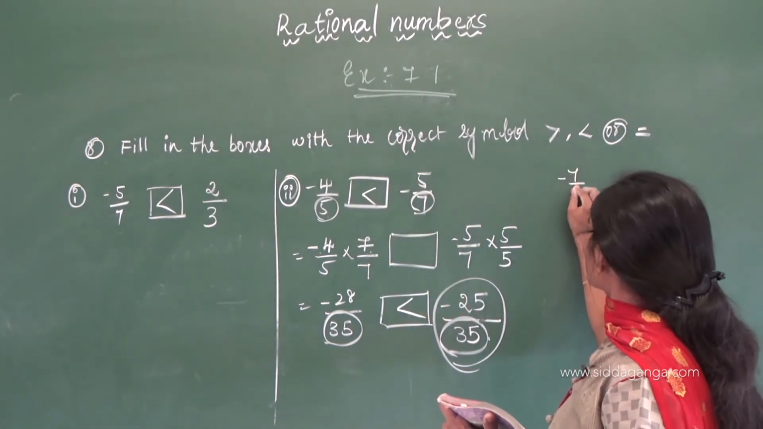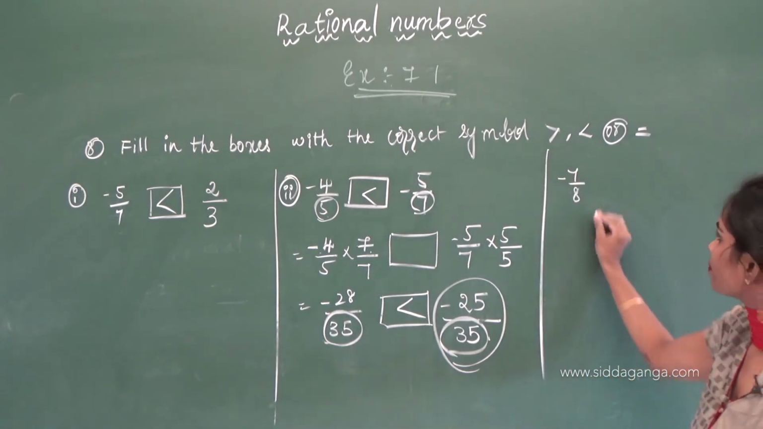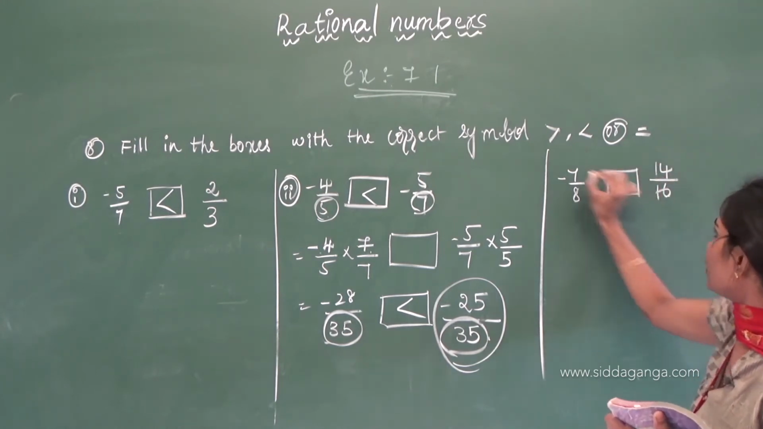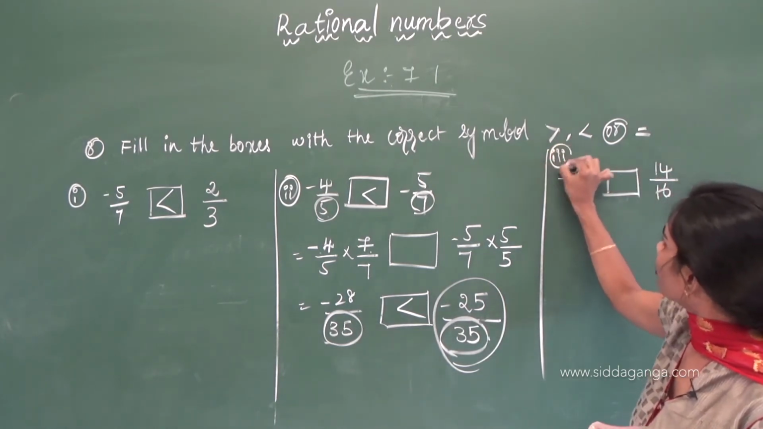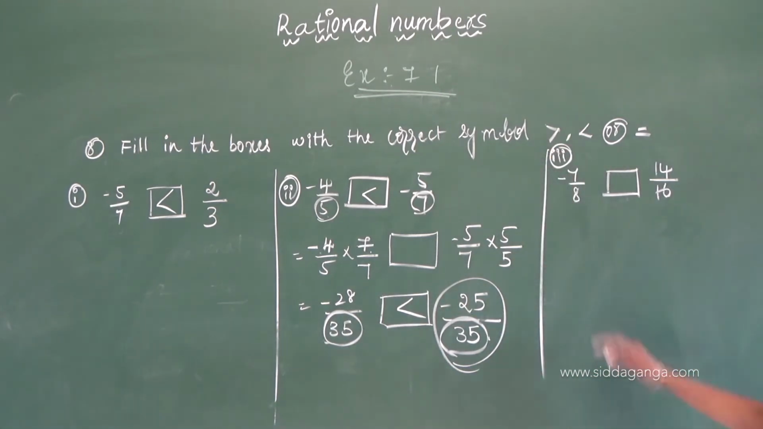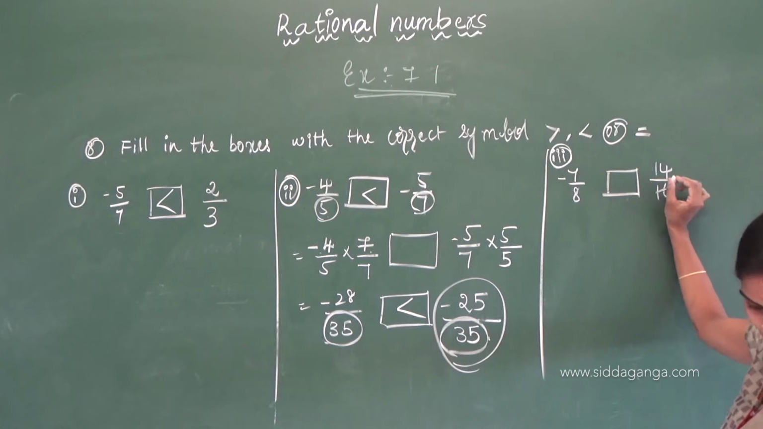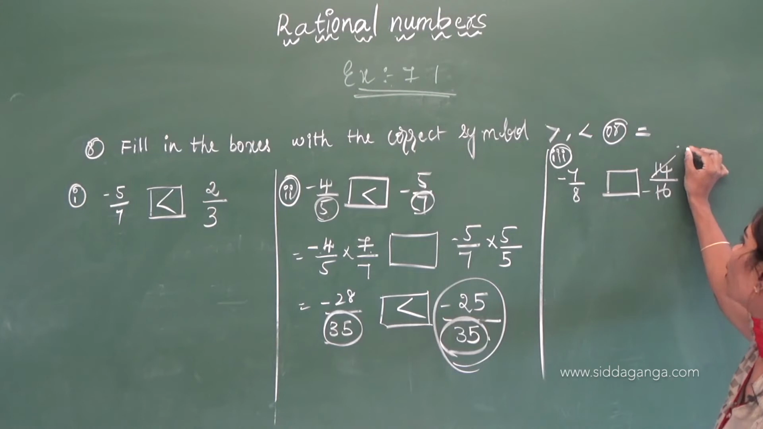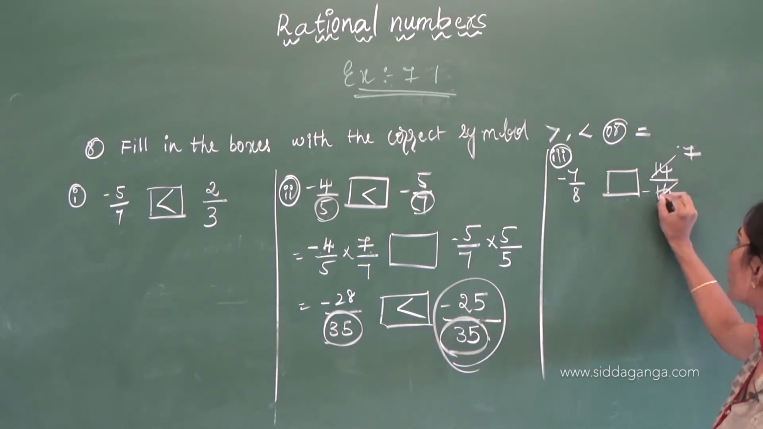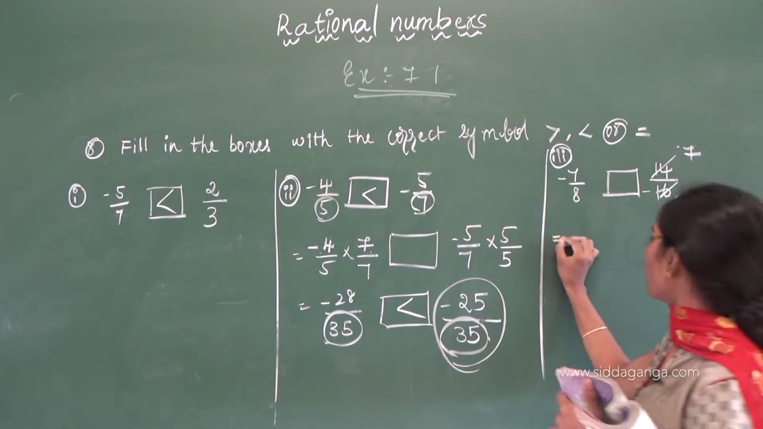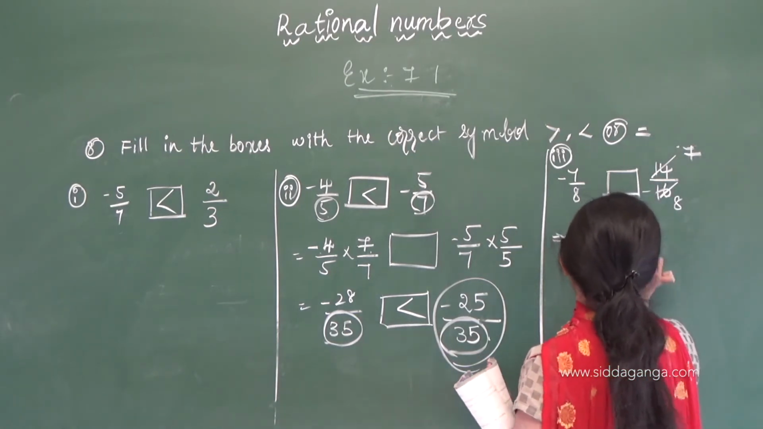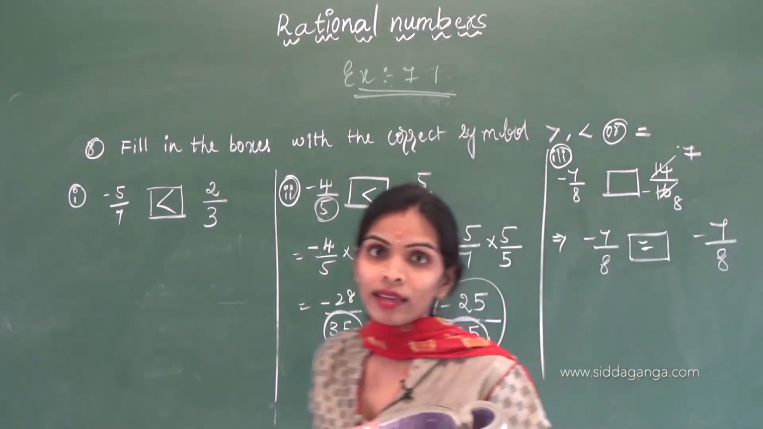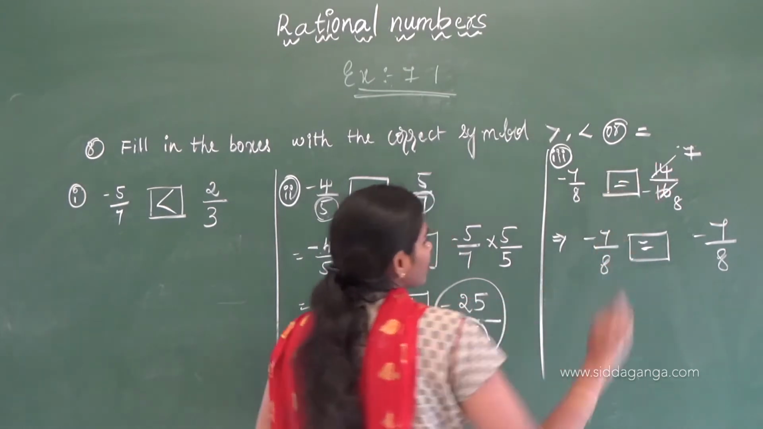Minus 7 by 8 and 14 by 16. Minus 7 by 8 is in simplest form. This also we can make simplest: 7, 2 sevens are 14, 2 eights are 16. That implies 7 by 8 and 7 by 8. These two are equal. Here also I have to put the equal symbol.